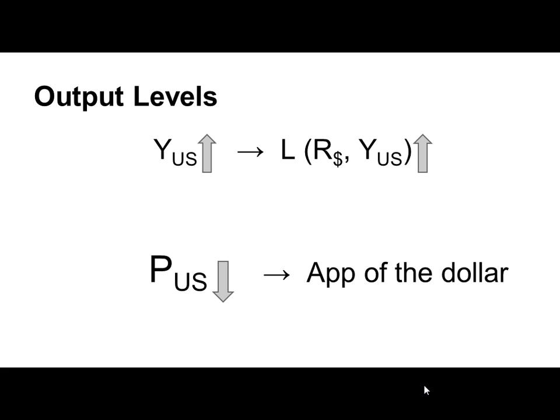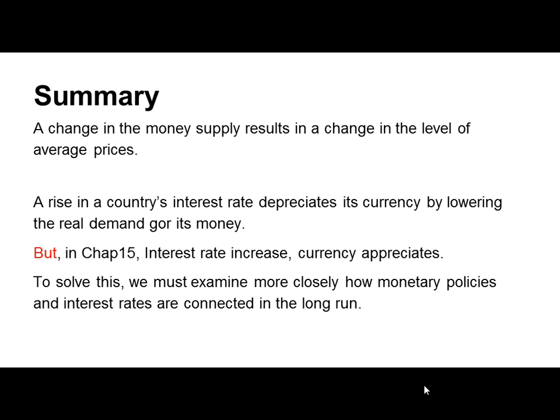Next, the same thing again, output levels. If the output level in the United States goes up, money demand also goes up, and then the price level goes down. This causes the appreciation of the dollar. If output goes down, it has a completely reverse effect. This is a brief summary.